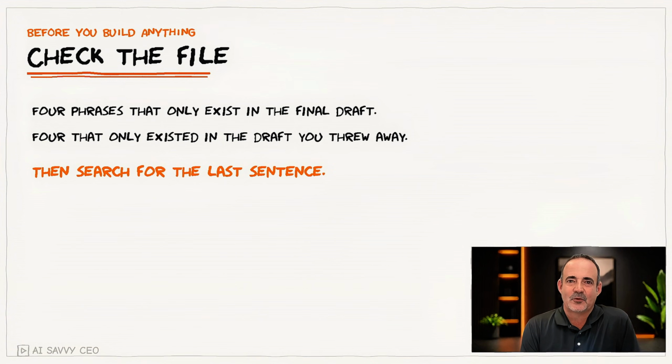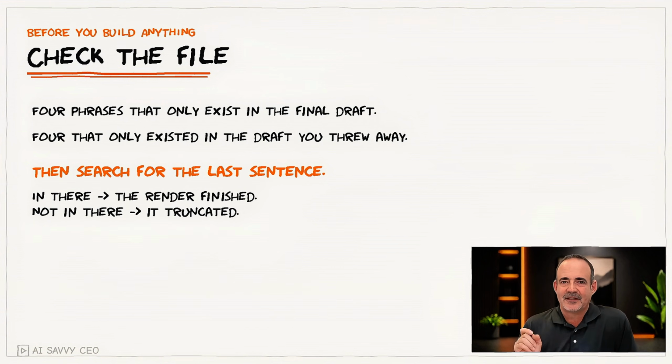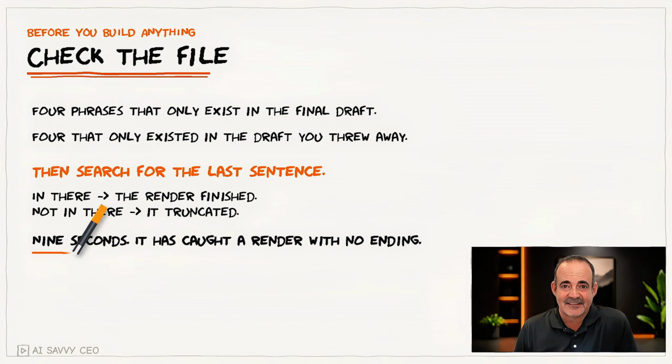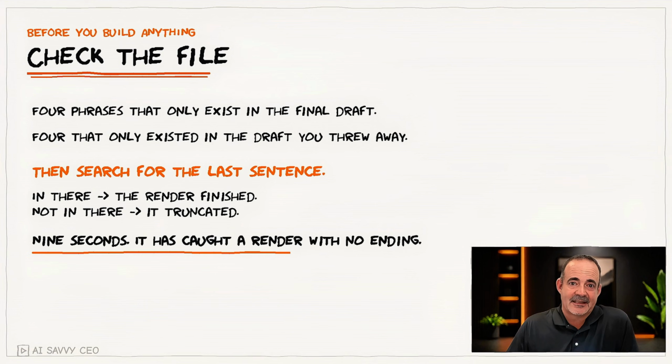Then, and this is the one, I search for the last sentence of the script, the sign-off. If it's in there, the render finished. If it isn't, the render truncated, and everything I'm about to build is being built on a broken file. That takes 9 seconds, and it has caught a silently truncated render that was missing its entire ending. That's it. That's the whole timing system. A caption file and a search box.